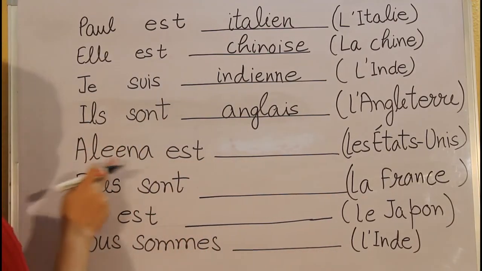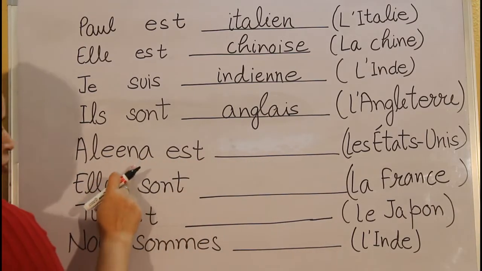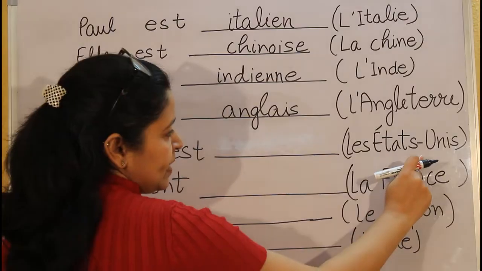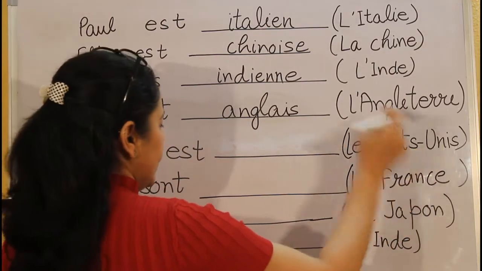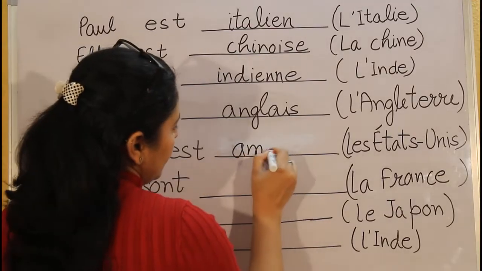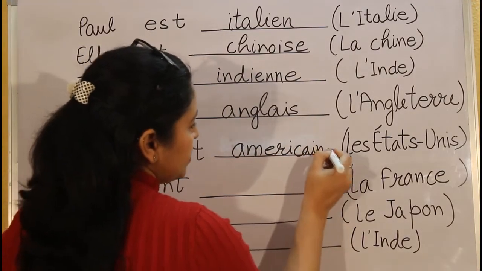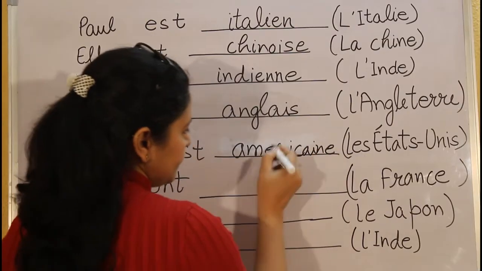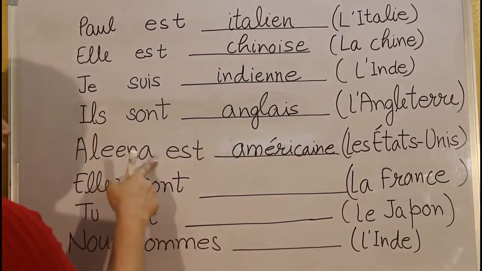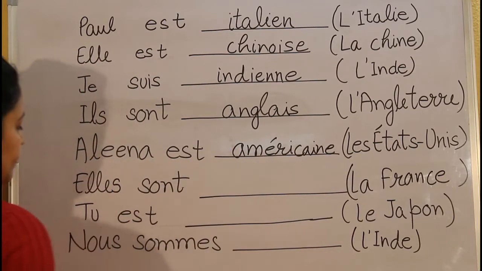Now the next one, Elena est dash. Now Elena is a girl and she belongs to Les États-Unis, means United States. So she is American. So Américain. First we'll write the masculine form. Now we'll add E. Elena est américaine. Elena is American.